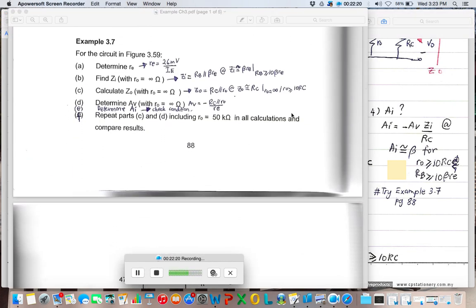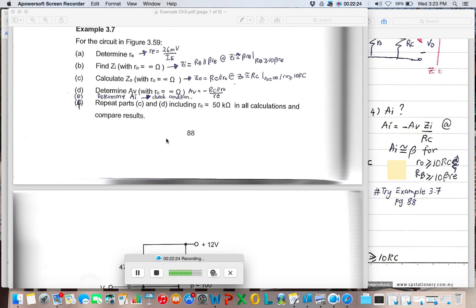Okay, this is example 3.7. Referring to figure 3.59, you need to determine RE, find ZI. Here, the question indicates that R0 is infinity, right? So it should be easy. And then you need to calculate Z0. Also, assume that R0 is infinity. Determine the AV. Also assume that R0 is infinity. And then determine AI.